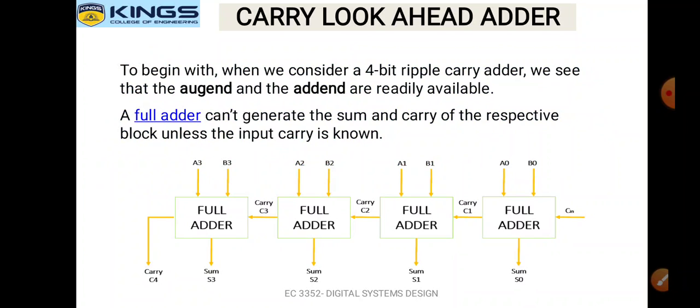We know that a full adder can't generate the sum and carry of the respective block unless the input carry is known, because a full adder has 3 inputs. Suppose we are giving the augend and addend, it will be waiting for the input carry also. So for each and every bit it is waiting for the input carry. It produces 30 nanoseconds delay for each bit. If we are using 4 bits, altogether 4 threes are 12, so 120 nanoseconds delay will occur.